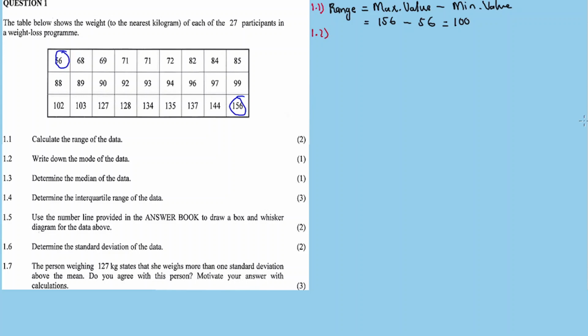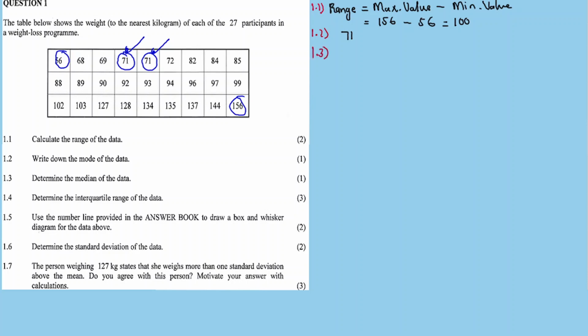1.2, write down the mode of the data. The mode is the repeated value, the repeated weight in kilograms. So two people in our data set weigh a similar weight of 71, right? There is no other number repeated here besides 71. So this is our mode, the number that repeats in our data set. So the answer is 71.